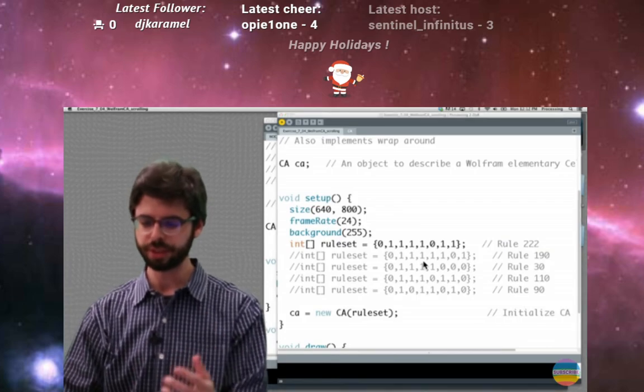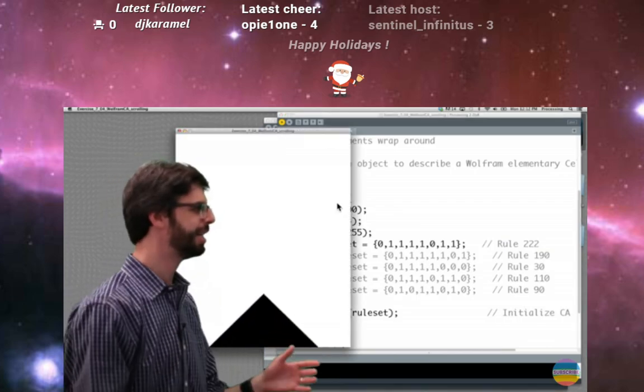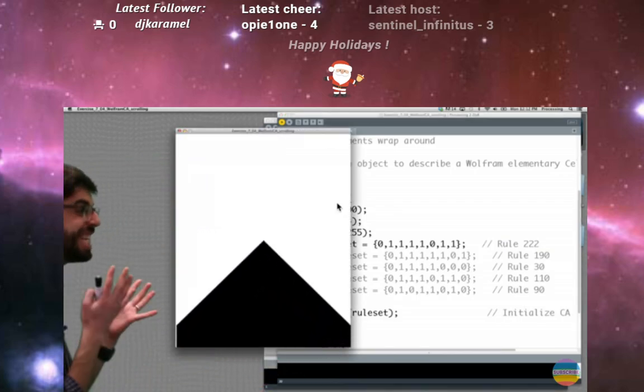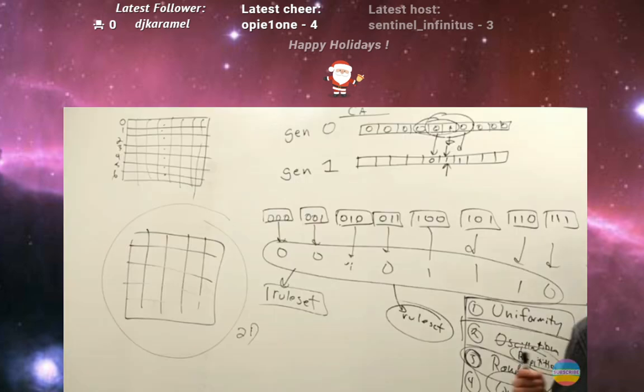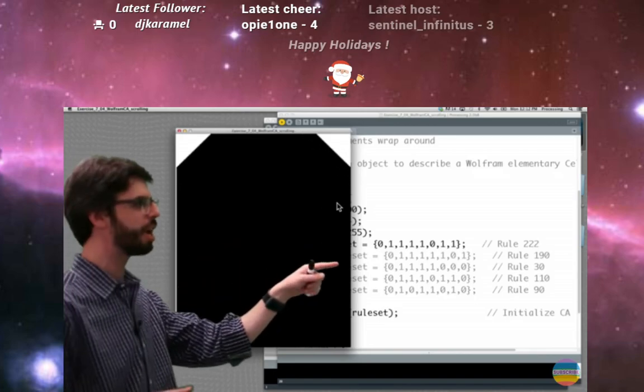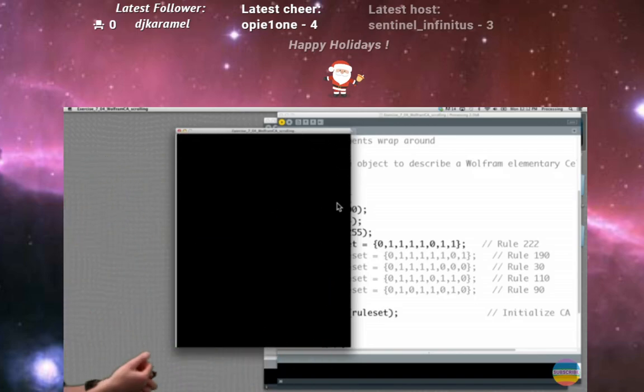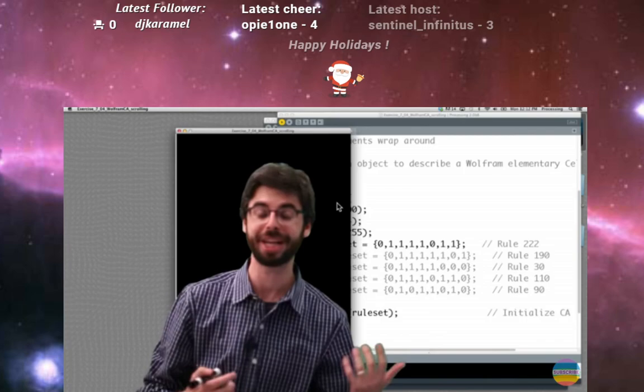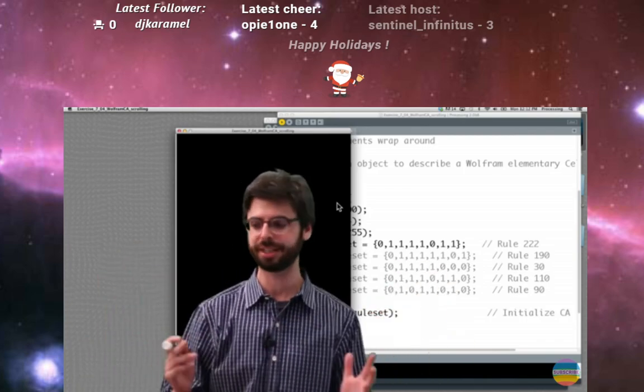So let's run this first one, and we can see, yes, this is what you would expect. And in addition to stacking the generations that I've talked about over here, in this particular scenario I'm letting them scroll by. So we can see this is uniformity. All the cells just tend to the same state.